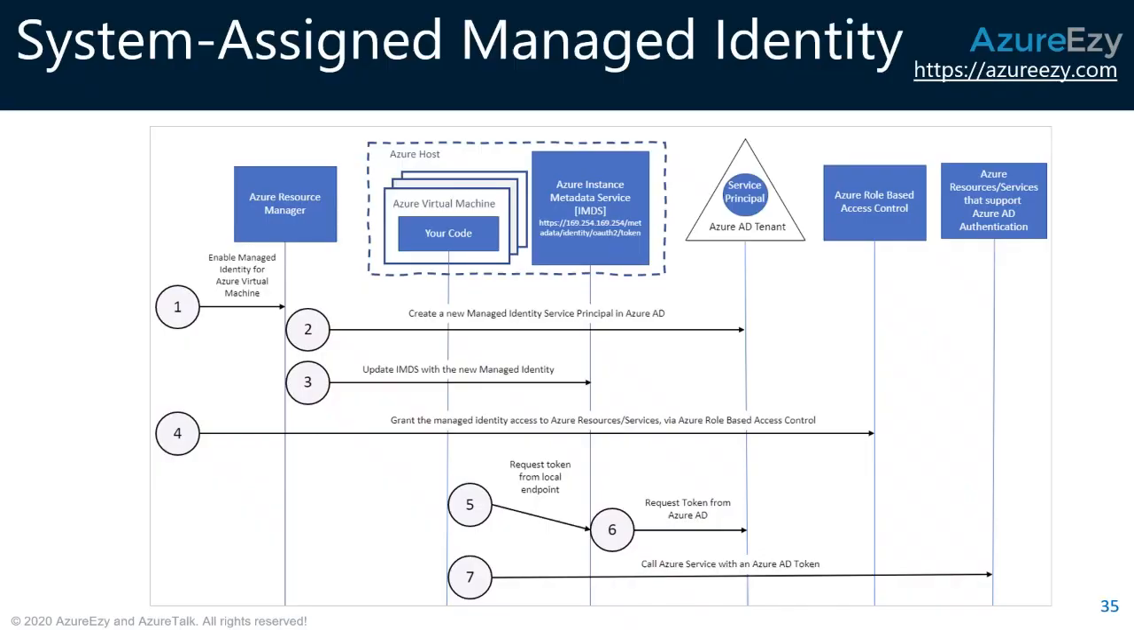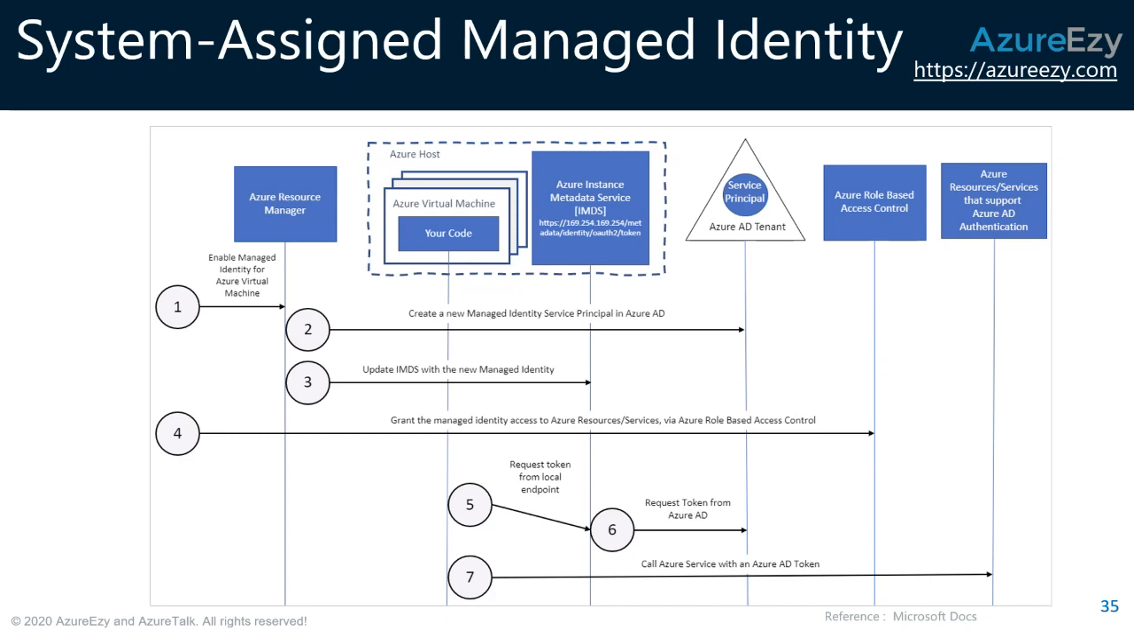Now, if we talk about how the system assigned managed entity actually works, this is an entire flow of how it works. If you see this particular diagram, what happens? Your Azure Resource Manager receives a request to enable some kind of system assigned entity on a VM. It's an example here.